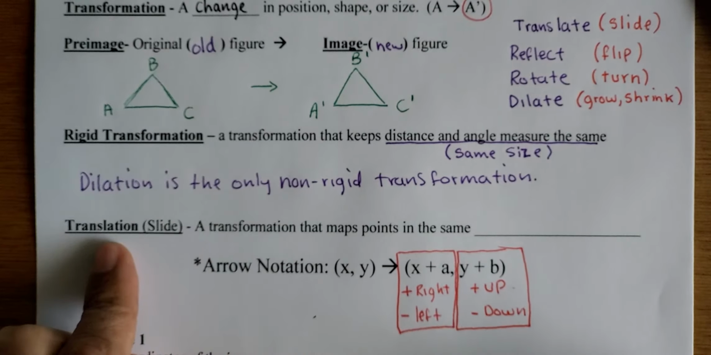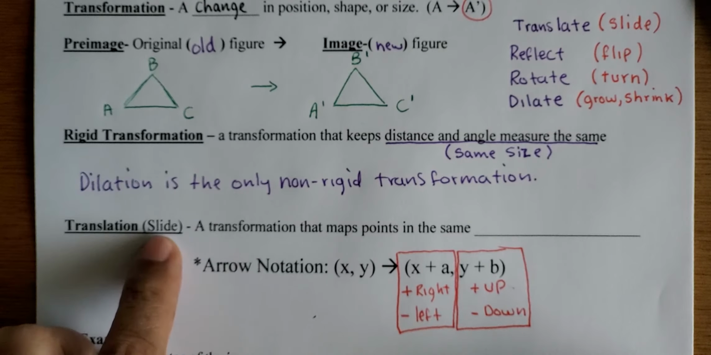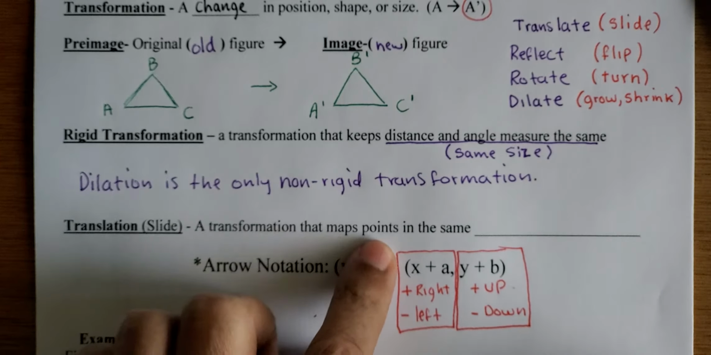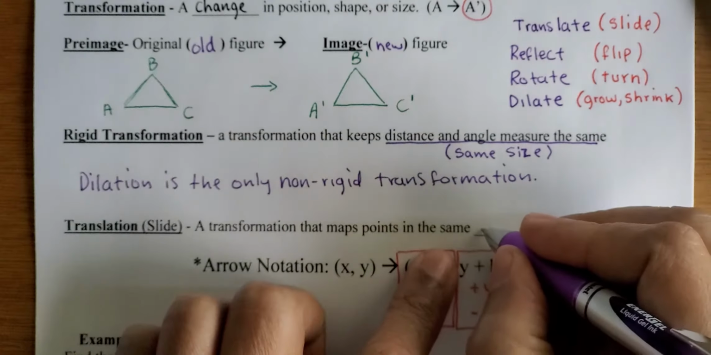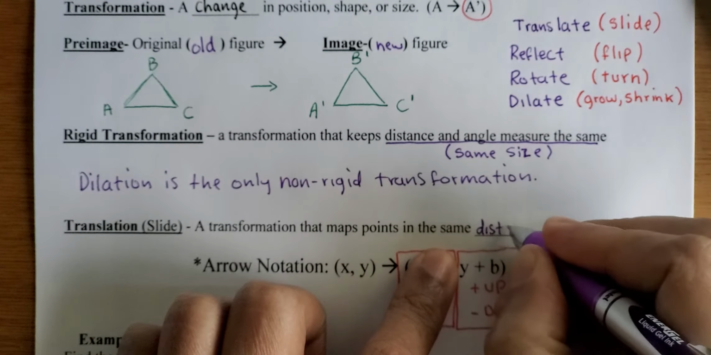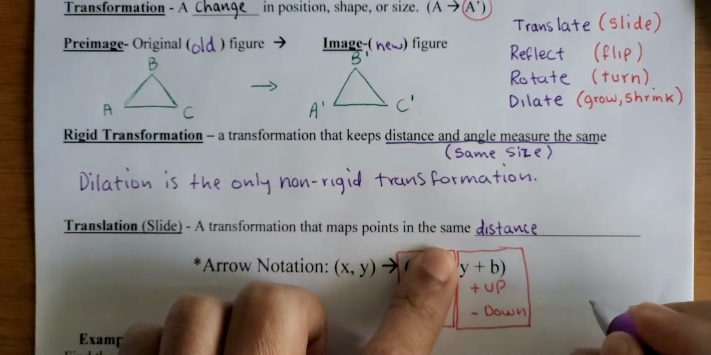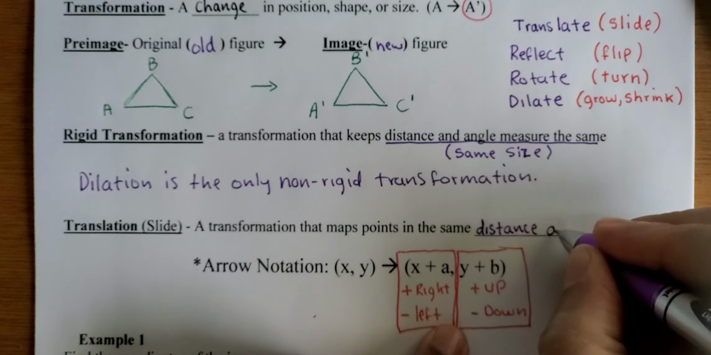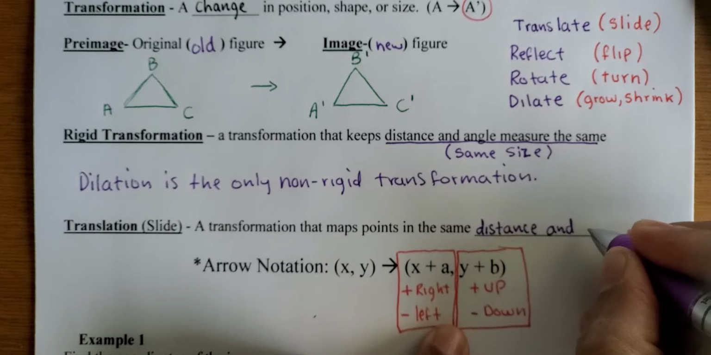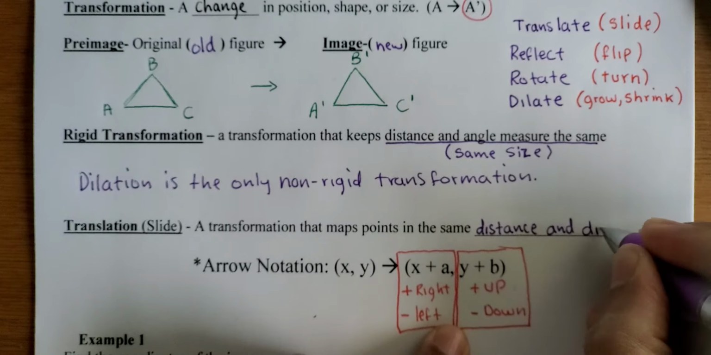And translation, translation is a slide. This one is a transformation that maps points the same distance and direction. So all points on the figure are going to move the same distance and in the same direction.